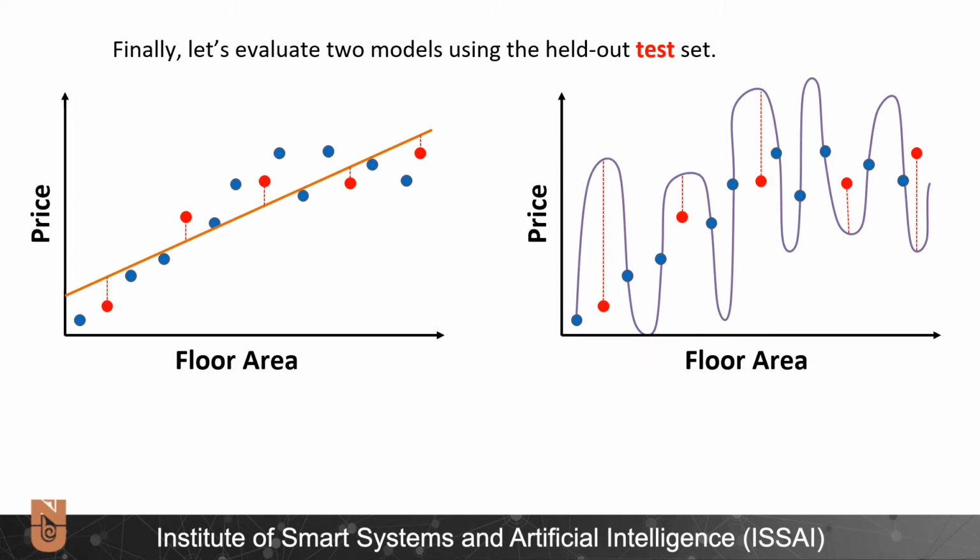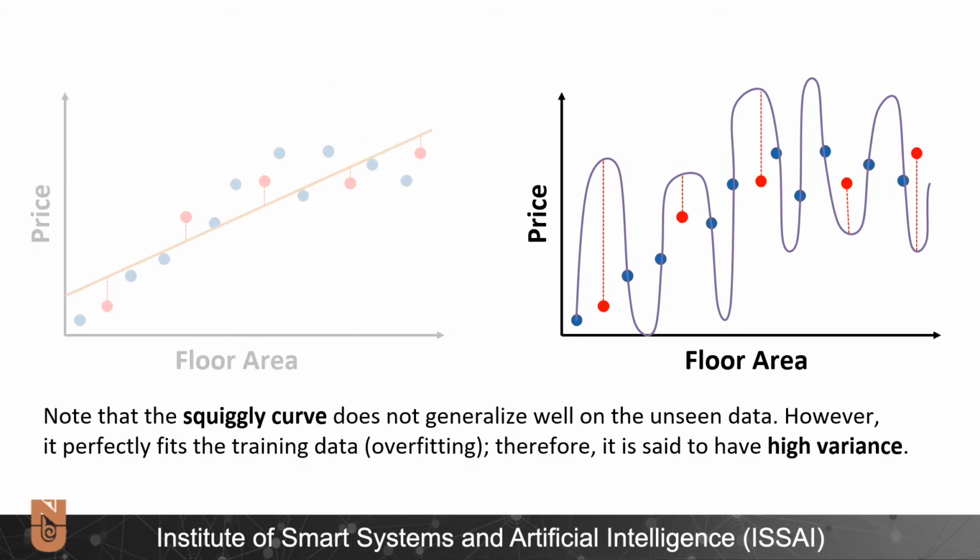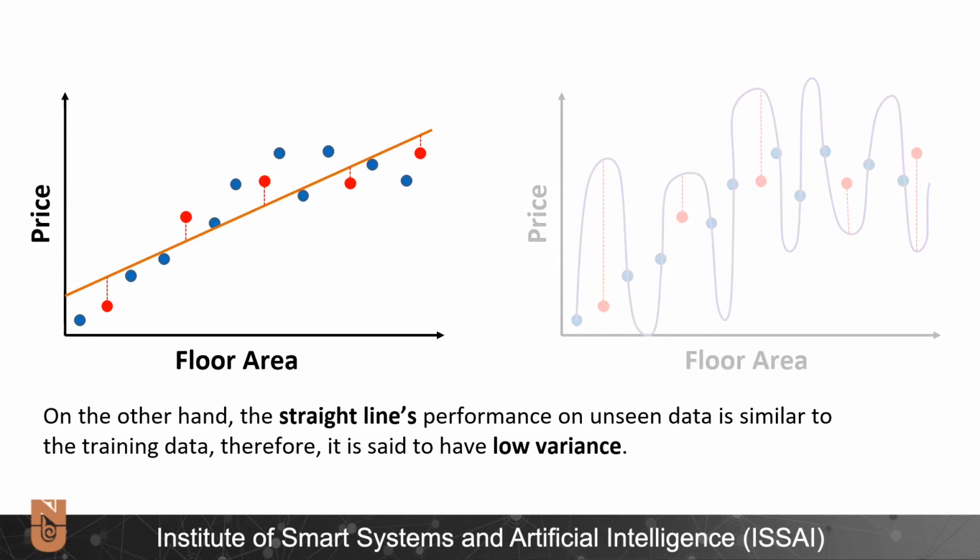Finally, let's evaluate the two models using the held-out test set. Obviously, the straight line is much better. Note that the squiggly curve does not generalize well on the unseen data. However, it perfectly fits the training data. Therefore, it is said to have high variance. On the other hand, the straight line's performance on unseen data is similar to the training data. Therefore, it is said to have low variance.